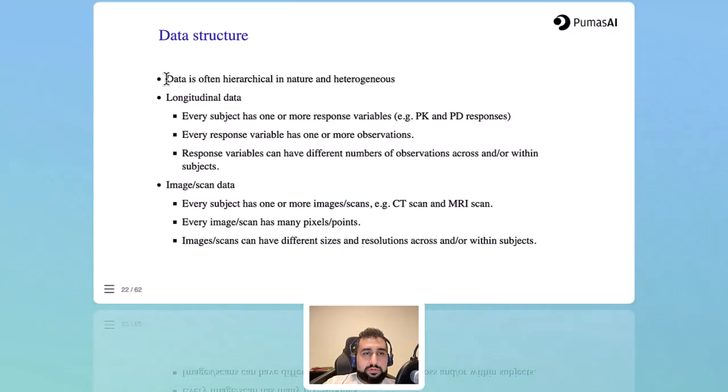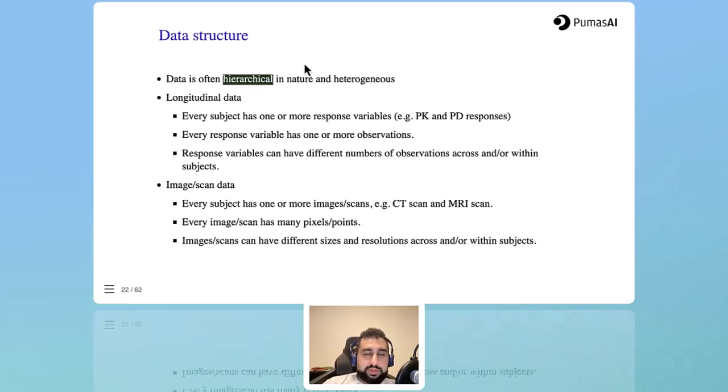As we all know, the data that we work with, for example clinical trial data, is often hierarchical in nature. What that means is that we have, for example, multiple subjects in a population. For each subject, we probably have multiple different variables that we're measuring, like drug concentration and maybe some other measurement like tumor size and maybe survival. And then within each of those variables, we often have multiple measurements. So we might have multiple drug concentration measurements and multiple tumor size measurements and so on.